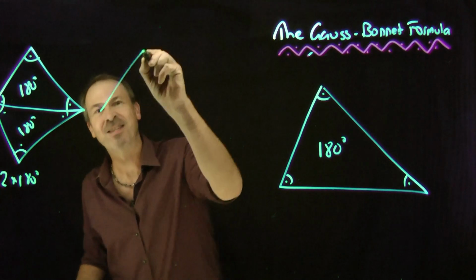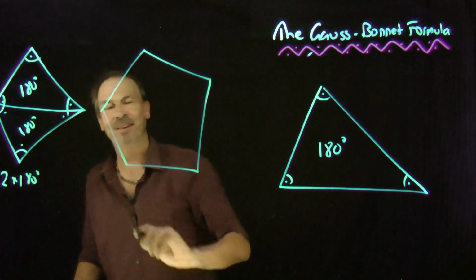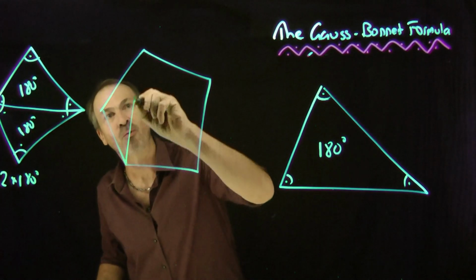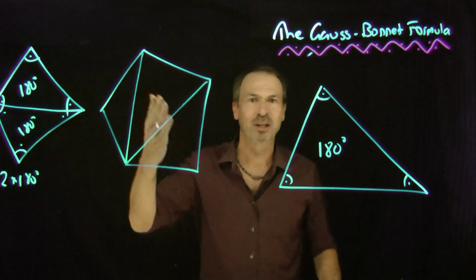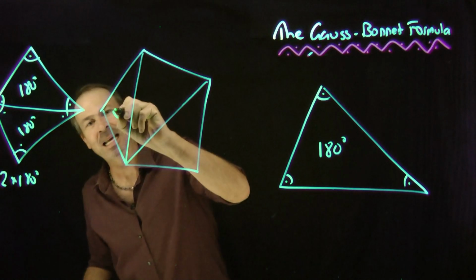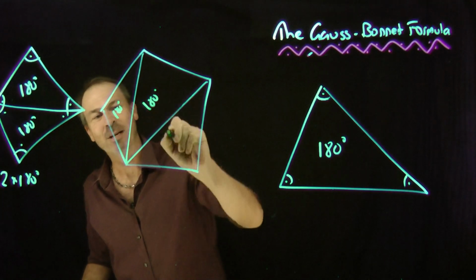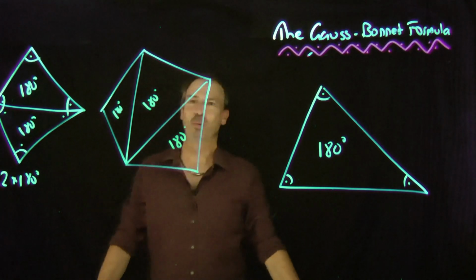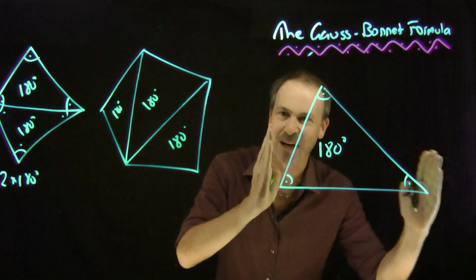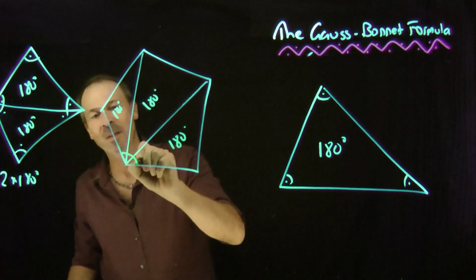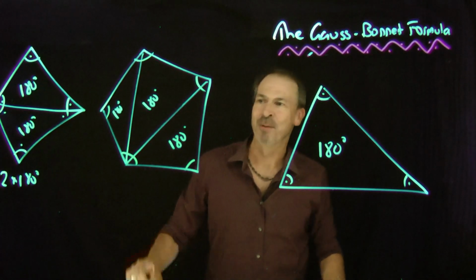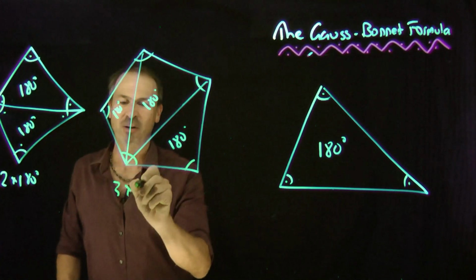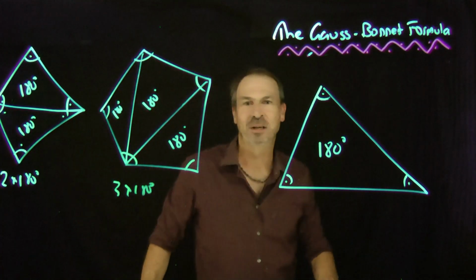Or if I draw a five-sided polygon, 1, 2, 3, 4, 5, I can see we can subdivide into three triangles. 3 is 2 less than 5. There's always 2 less. And the angles here add to 180 degrees. Angles here add to 180 degrees. Angles here add up to 180 degrees. Fundamental belief of flat geometry. And I can say that the 5 interior angles of the original 5-sided shape add up to 3 copies of 180 degrees, 540 degrees.